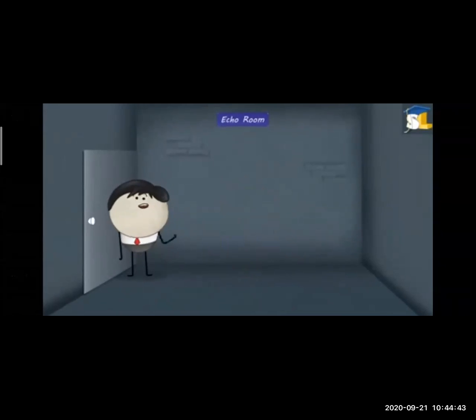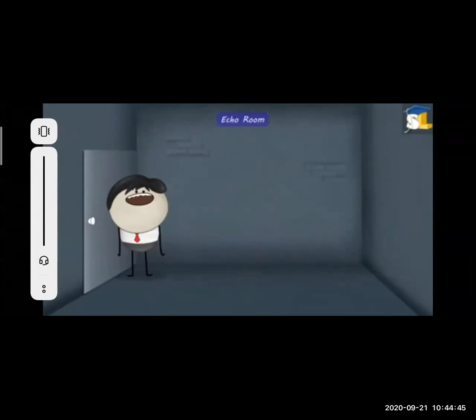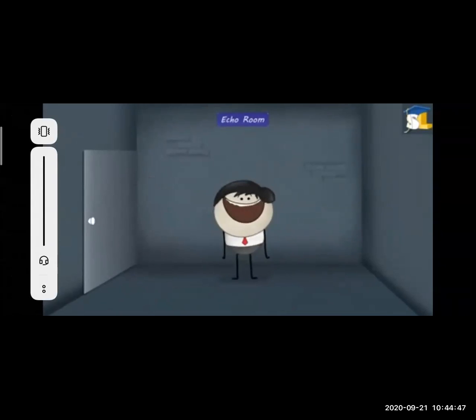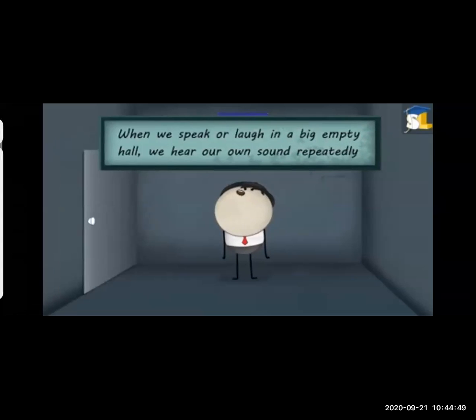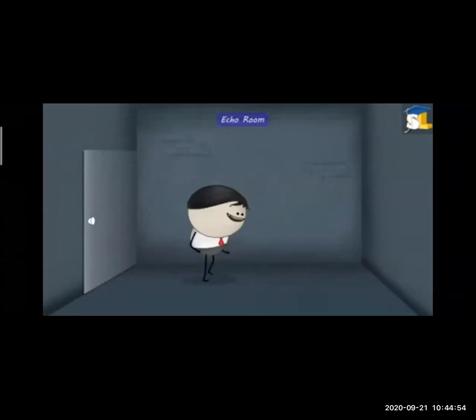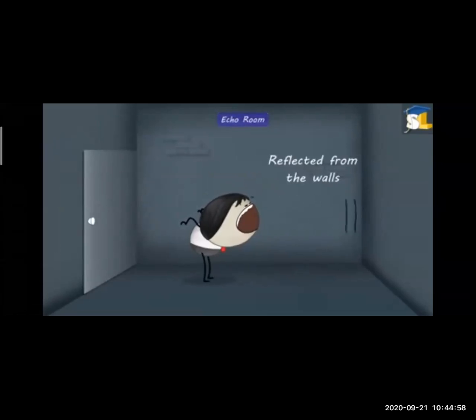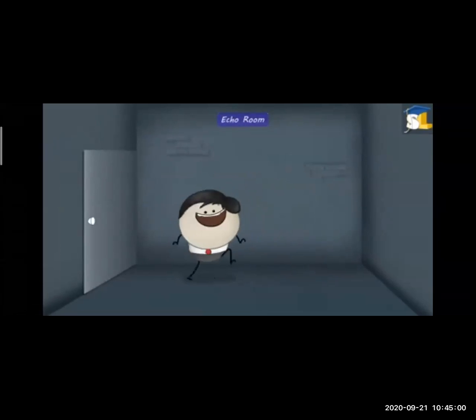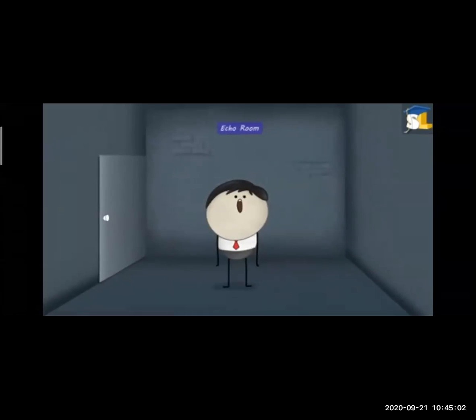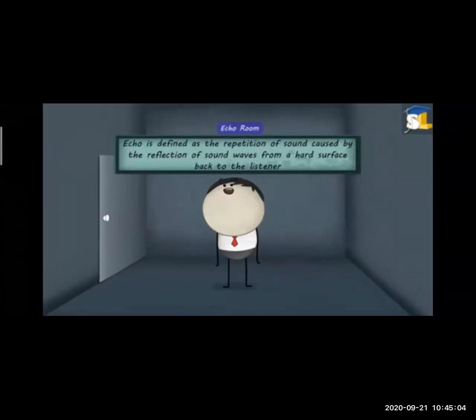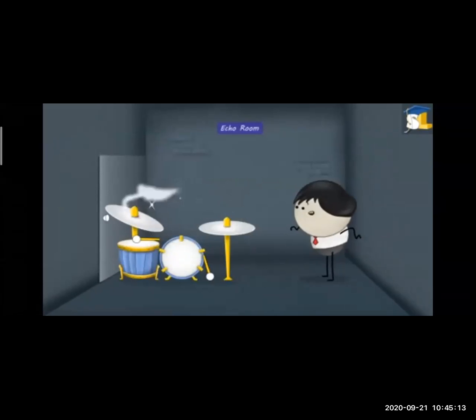See, I warned you. Will you listen to me now? Don't worry. The sound you heard was just an echo of your voice. Let me explain what an echo is. When we speak or laugh in a big empty hall, we hear our own sound repeatedly. This is because our sound waves get reflected from the walls of the hall back to us. The reflected sound that we hear is called an echo. Hence, an echo is defined as the repetition of sound caused by the reflection of sound waves from a hard surface back to the listener.